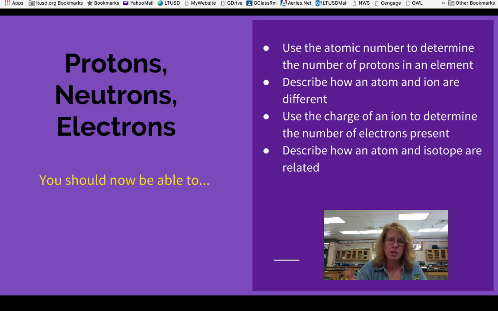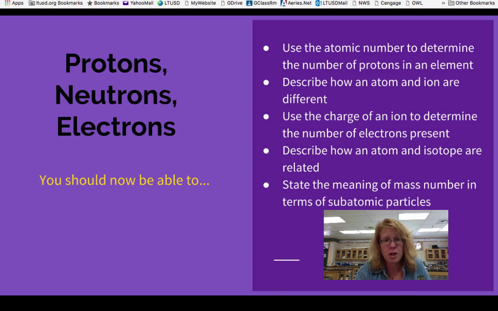You should be able to tell me an atom versus an isotope. That has to do with the numbers of neutrons and how those are related. And then you should be able to use that information about mass number to figure out things about the mass of the nucleus, the number of neutrons, and that comes along with the numbers of protons. So again, the tricks here: number of neutrons has to do with mass number, number of electrons has to do with ion charge, and you have to do a little bit of subtraction to figure out those.